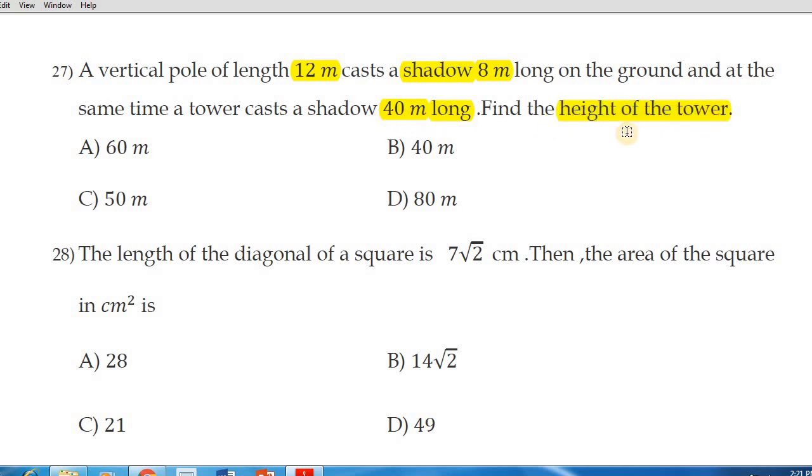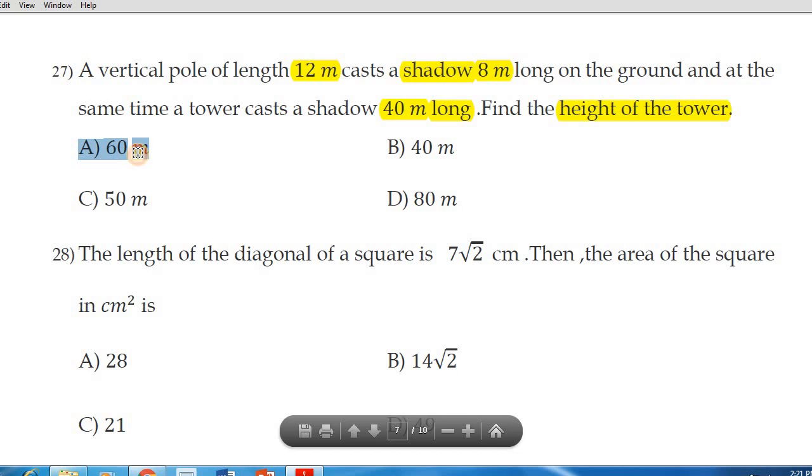So these kinds of problems we have solved many, children. You wanted to draw a suitable figure here. So if you draw the figure, later on you can use the basic proportionality theorem concept. But in that you wanted to use the corollary of BPT. So if you use the corollary of BPT, we get the answer, that is 60 meter, children, not centimeter. So 60 meter we will get. So option A is correct for this question.